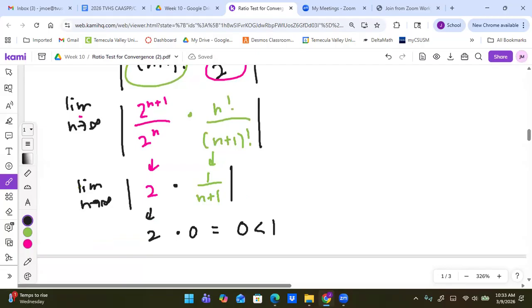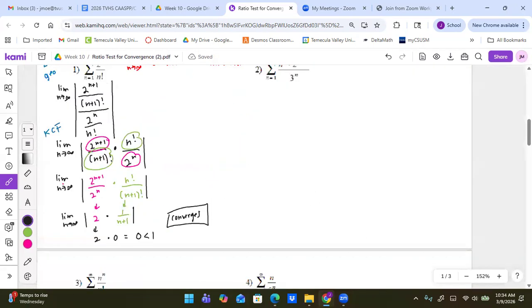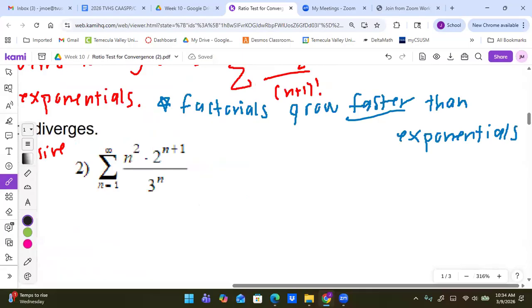This ratio is less than 1. We don't know what it converges to. All we know is it just converges. Okay, that's it for number 1. Ready for number 2? All right, that's the most basic example. Are there questions? All right, stop talking.